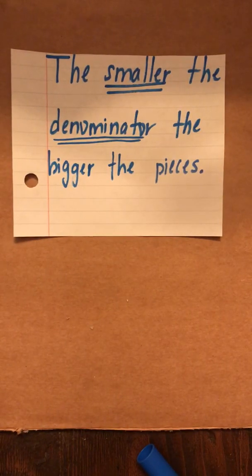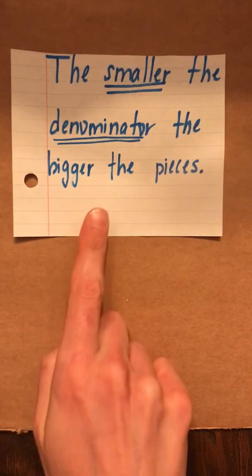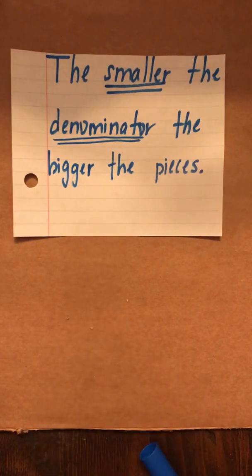Before we get started on our workbook pages, I want to talk about the rule that Mr. Terry explained to you in his video earlier. So today we were looking at fractions that had different denominators. The rule that Mr. Terry explained was the smaller the denominator, the bigger the pieces. And I just want to show you exactly what that means.